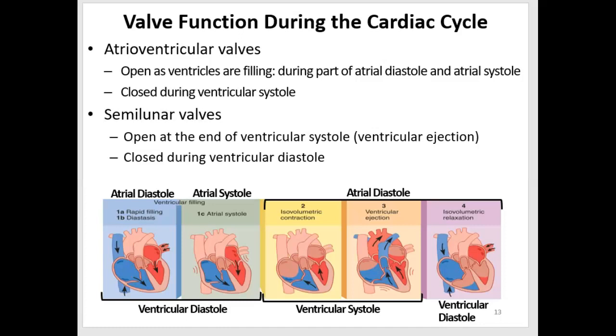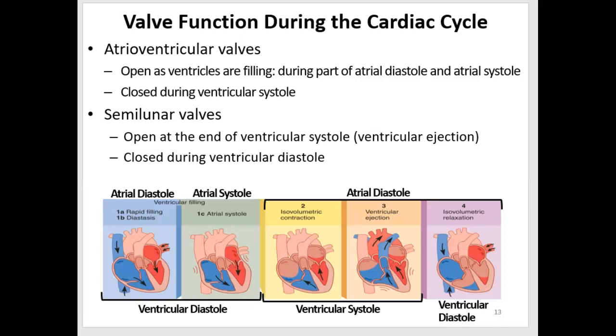Now let's look at the points during the cardiac cycle when the valves are open and closed. As expected, the AV valves are open when the ventricles are filling. This occurs during atrial diastole and during atrial systole, shown in the blue and the green box. The AV valves first close when ventricular systole begins, shown in the yellow box. At all other points during the cardiac cycle, the AV valves will remain closed.